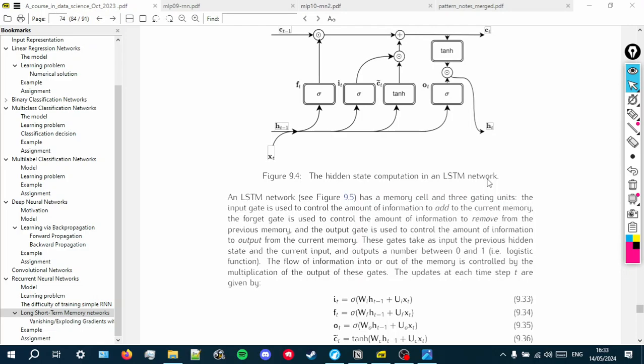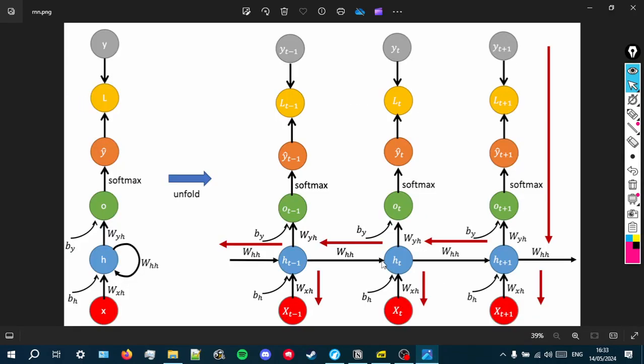We get to decide, or the model will get to learn, what information it can erase, what information it can remember, and what information it can propagate forwards. So we won't have this direct multiplication between all of the hidden states with each other. We can drop a lot of the hidden states and only propagate the information that we need.